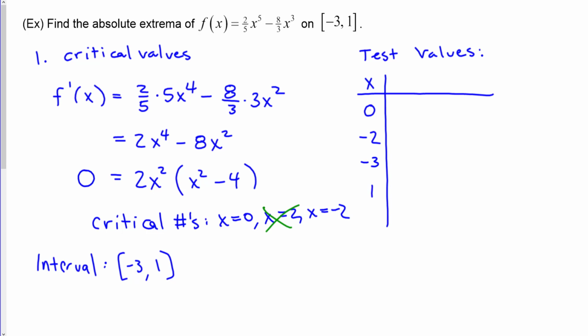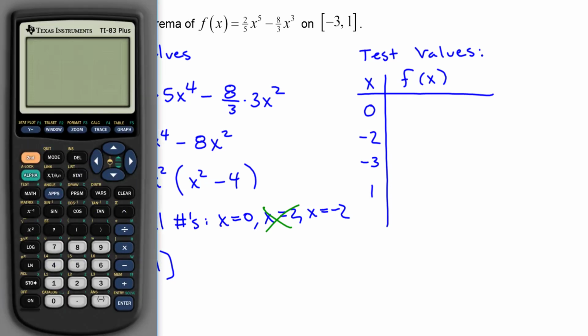And absolute maximums and absolute minimums can occur at relative extrema or at the endpoints of the interval, so I'm going to test those values as well. But my test is just simply to plug these into the function f of x and see what value I get back out. So let me get my calculator, and what I'm going to do to help speed this up is use a table, just like we learned how to do with the limits.